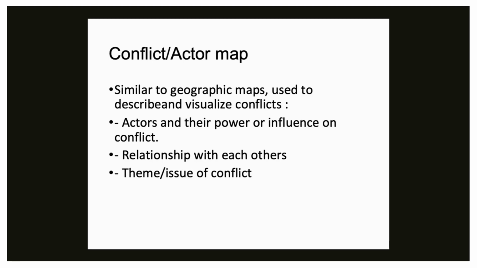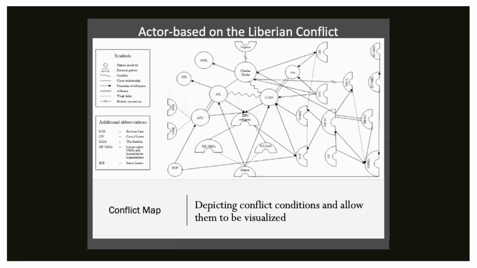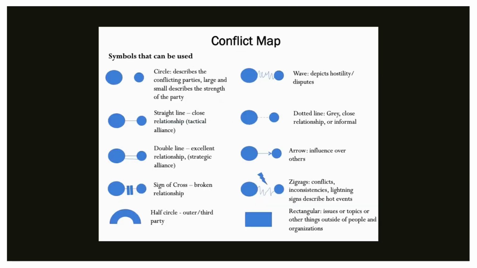This is the conflict or actor map tool. We can see how we can describe the conflict map. We can see the relationships. We can see the groups of conflicting parties also. And then in the conflict map, there is some legend. We can see the legend.